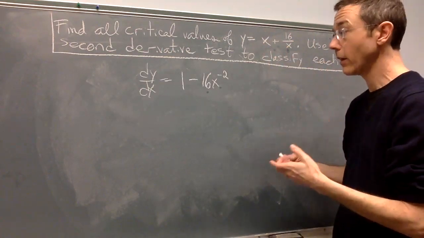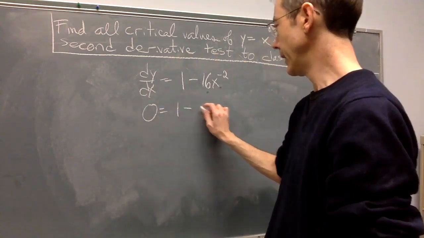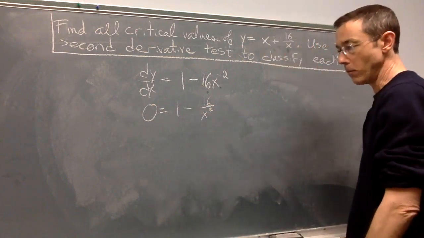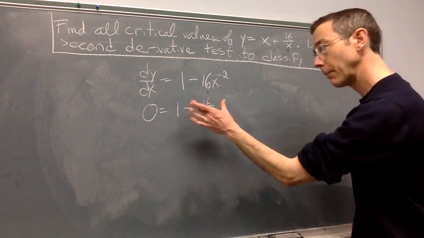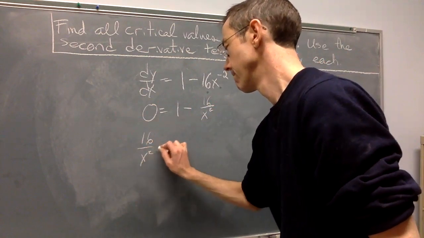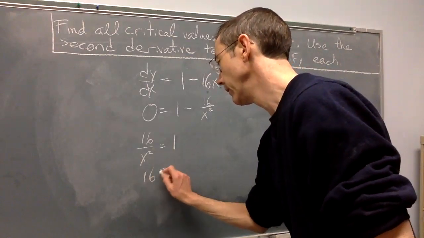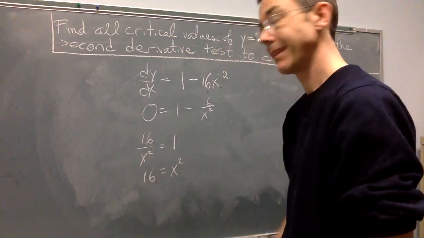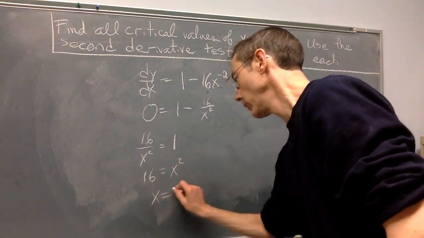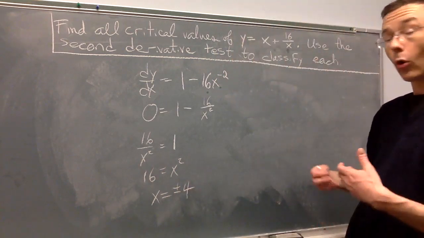So what we really need to ask now is, where is this equal to 0? 0 equals 1 minus, let's rewrite this as 16 over x squared. It'll be a little bit more clear what we're doing. I'm going to move the 16 over x squared to the other side. Multiply both sides by x squared. So 16 is x squared. Take the square root of both sides. Don't forget my plus minus. And I get x equals plus or minus 4. Great. So those are going to be my only critical values.